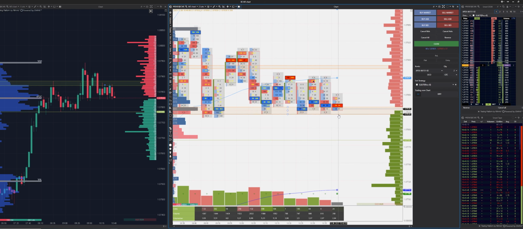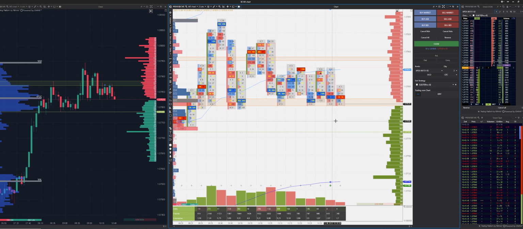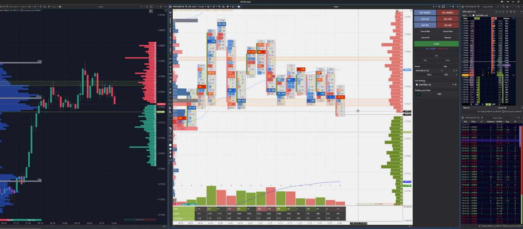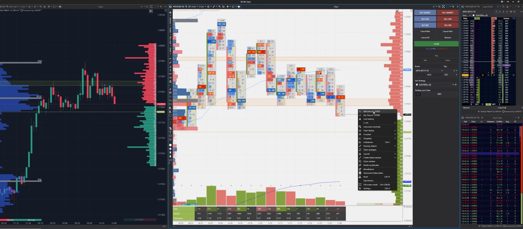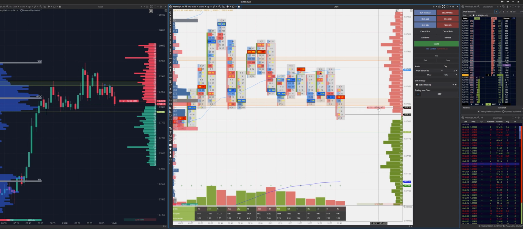Even without a retest, I might sell this right now. If we see more aggressive selling coming in here, I'm gonna sell. Yeah, looks good. I'm not going in aggressively. I'm gonna place a sell limit. Sell limit is set.